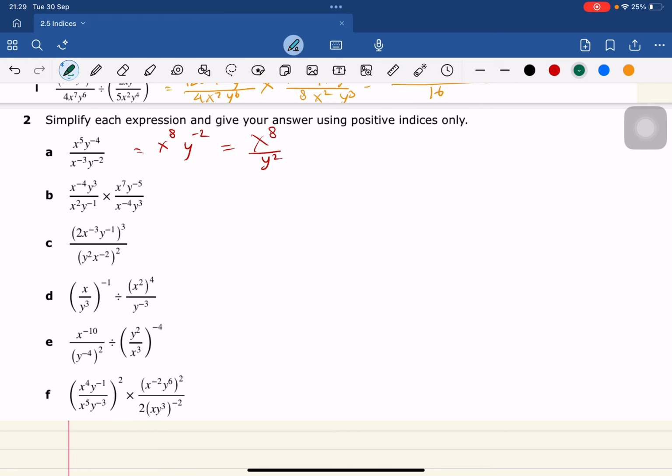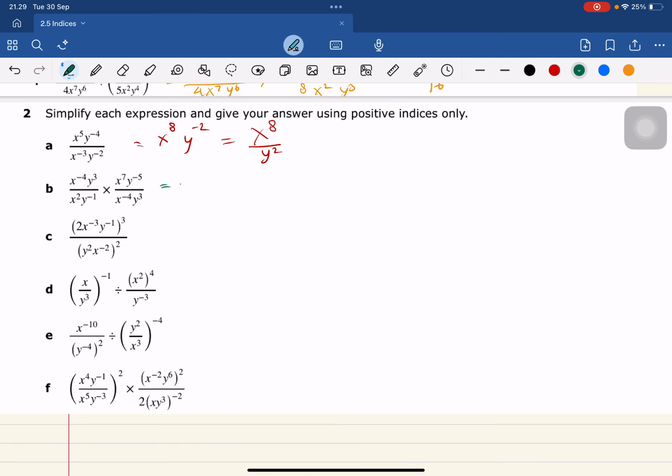Okay, multiplication. So let's do step by step. Left side. So it's gonna be x power of minus 4 minus 2 is gonna be minus 6. And then y, this became 4. Multiplication with x power of 7 minus minus 4 is gonna be 11. And then y minus 5 minus 3 is gonna be minus 8. So multiplication is gonna be x minus 6 plus 11, which is gonna be 5, and then y is gonna be minus 4. So this minus 4, let's make it positive indices. It's gonna be x power of 5 divided by y power of 4.